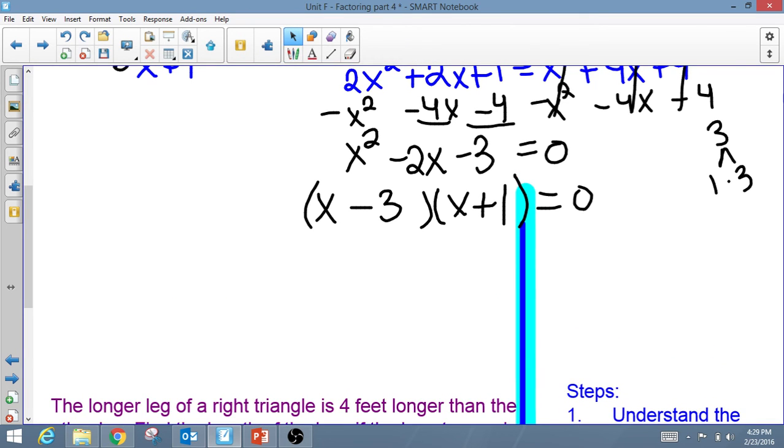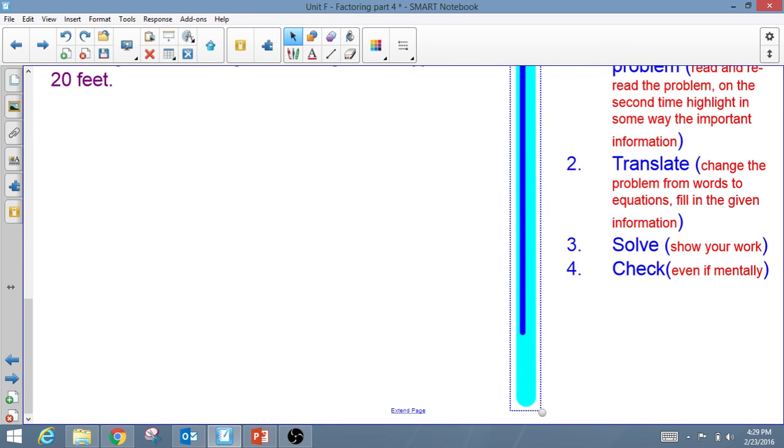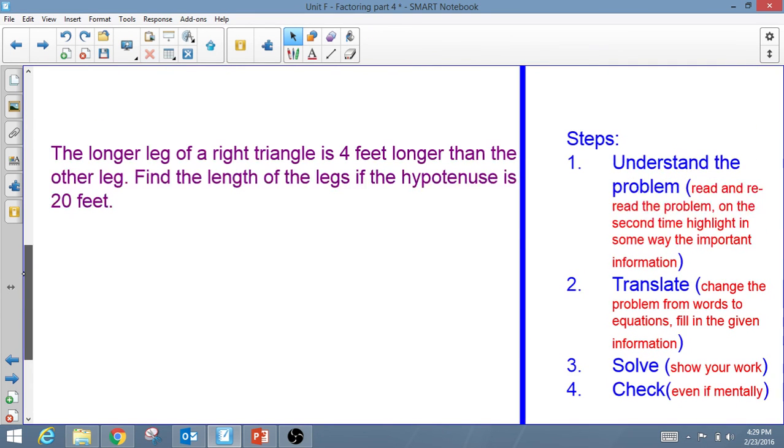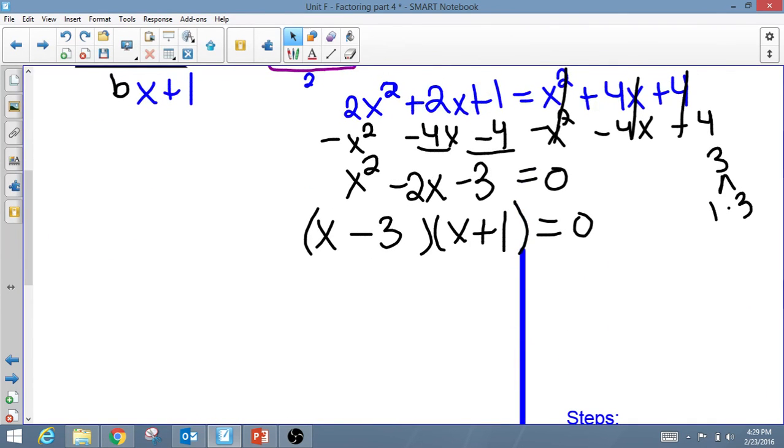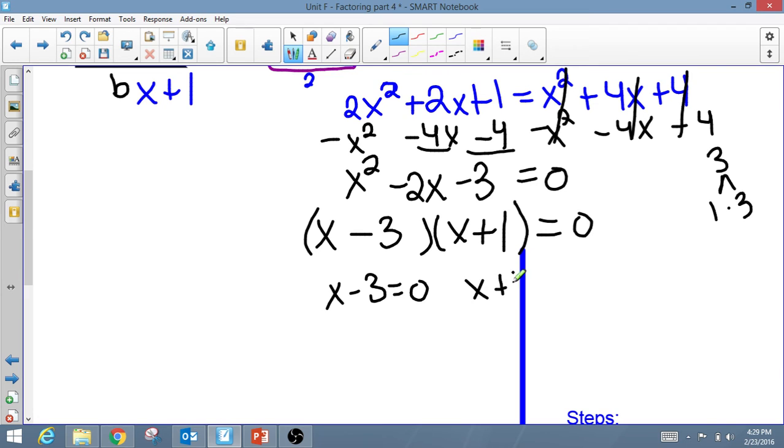Now we have our factors, but we need the numbers that go with them. So we need to set each factor equal to 0. x minus 3 equal to 0. x plus 1 equal to 0. And solve.